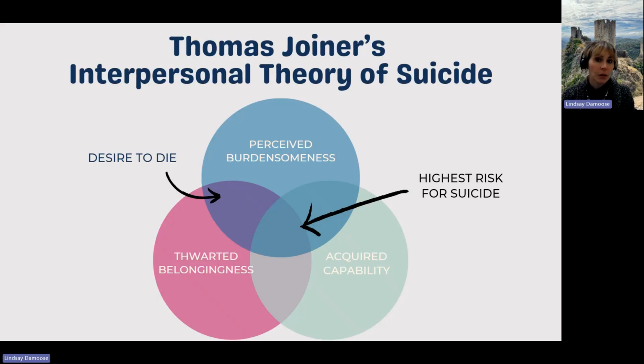Now, if a person has acquired capability, that means that they do not have that innate fear that we all are equipped with as humans. They don't have that fear of death. Where that comes from is an exposure to trauma, exposure to death, whether they've seen death through war, through generational trauma, or they've been exposed to this in their communities where it's normalized. There's a desensitization to death. That's the better way to say that.